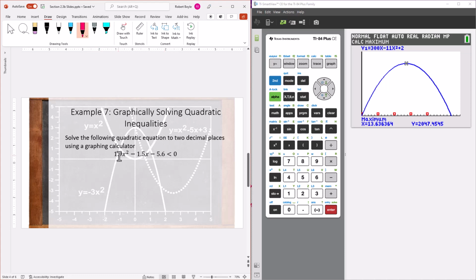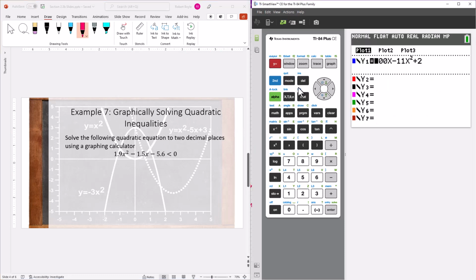Now notice that since we have 1.9 and 1.5 and 5.6, chances are that we can probably go to a standard window like we had in problem 1. But the first thing would be to put the equation in. So here we are at the equation. We can clear that, and we can type in 1.9x squared minus 1.5x minus 5.6, and hit enter. Okay, let's say graph.